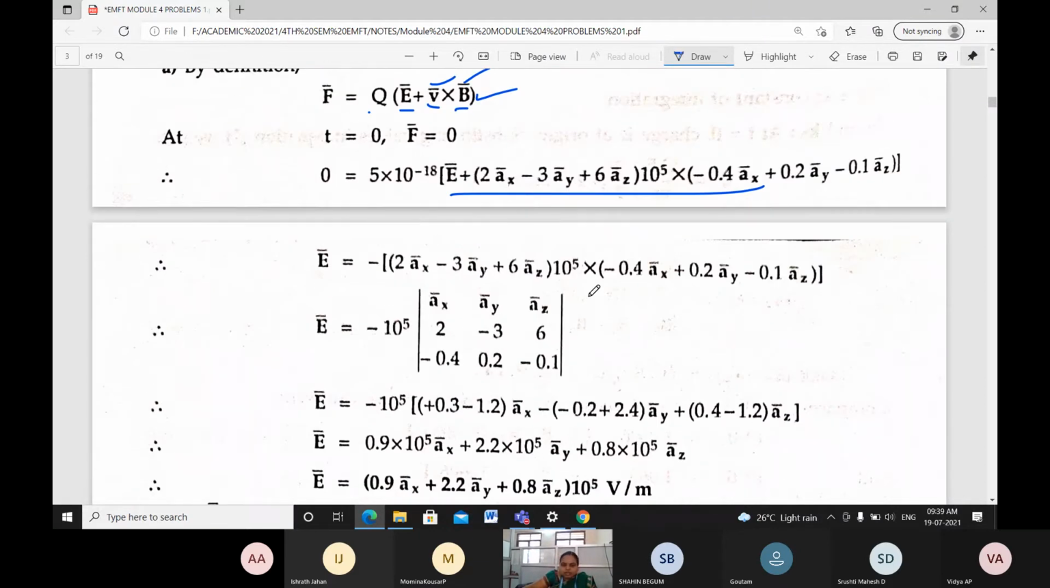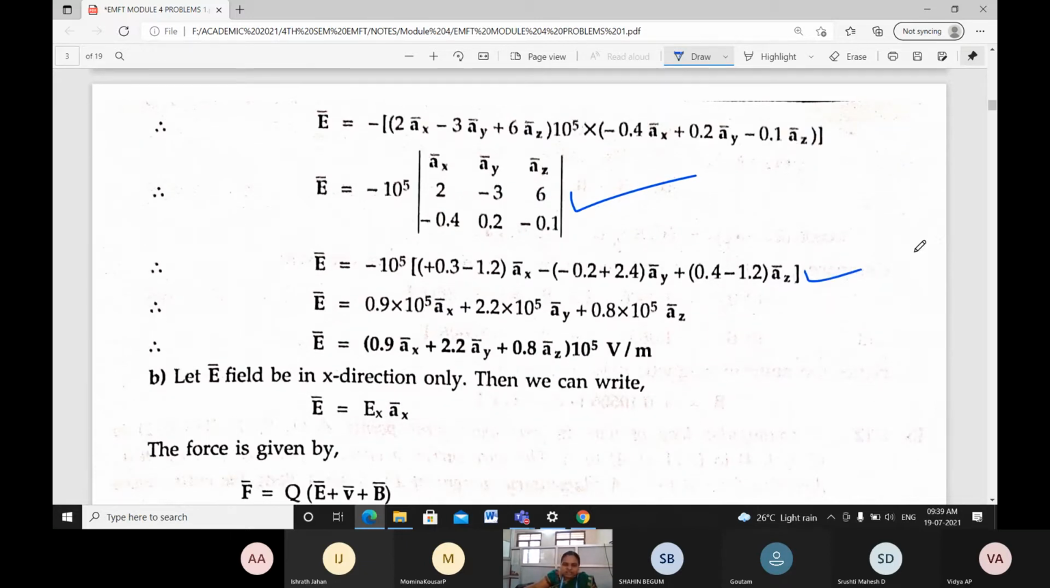Then this is a cross product. We know how to solve for the cross product. That we have to go with the cross product of ax, ay, az and substitute for 2, minus 3, 6, then minus 0.4, plus 0.2, minus 0.1 in the determinant and find out what is the value you will be getting. Then go on solving for this. You will be getting E as 0.9 ax plus 2.2 ay plus 0.8 az into 10 raised to 5 volts per meter.